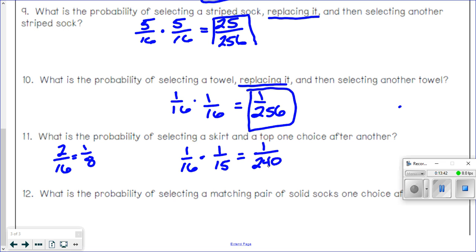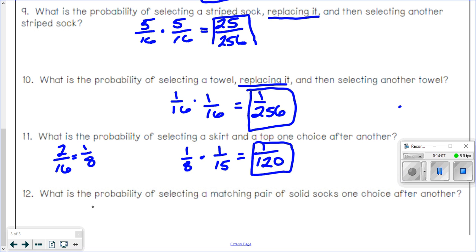All right, so I just realized what I did wrong. 2/16 simplified to 1/8, but I put 1/16 here. So it's not 1/16, it's 1/8. I knew something was wrong. So 8 times 15 is 120. So it's 120. I'm not doing very well today. Sorry about that. All right, so let's look at this last one.